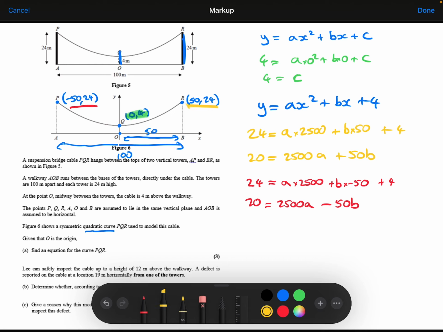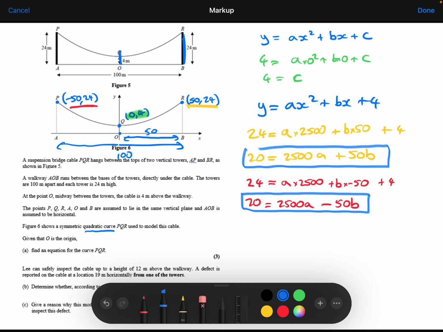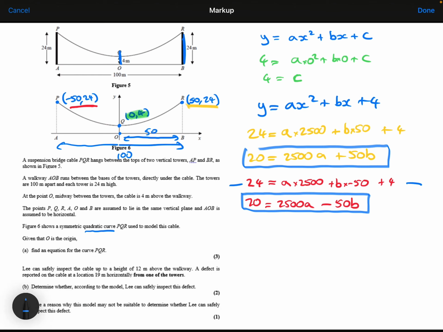Now, let's just compare these two simultaneous equations. If I subtract those away from one another, that's going to eliminate the a terms. So on the left-hand side, I've got 20 minus 20, which is 0. The 2,500a minus 2,500a is 0. And we've got 50b minus minus 50b, which is 100b. So 100b is equal to 0, so therefore b must be 0.